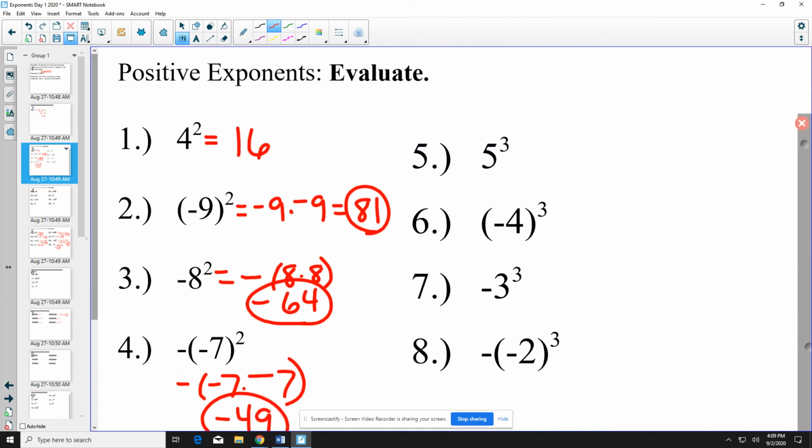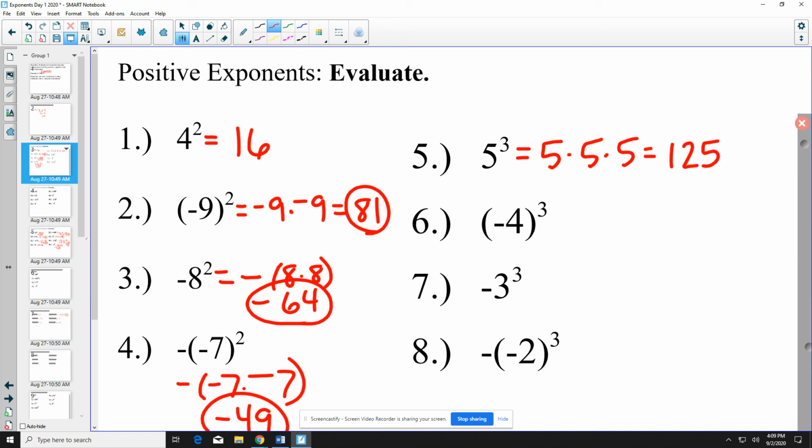Okay, write down number 5. 5 to the third, which is also called 5 cubed. Remember, it means to take 5 times 5 times 5. So 5 times 5 is 25. 25 times 5 would be 125, right?